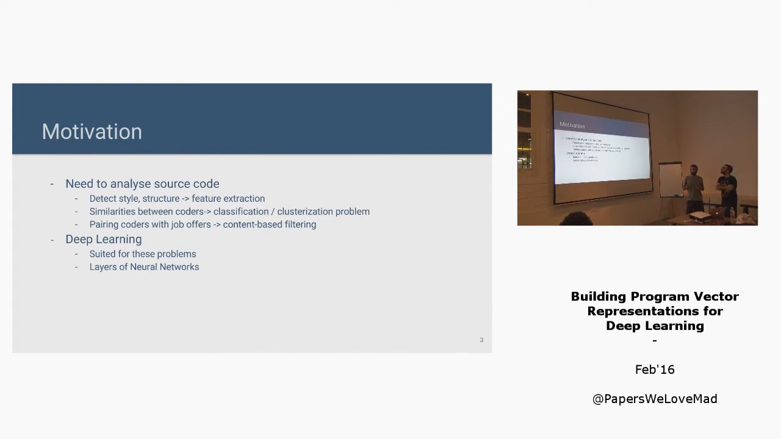So as you might guess, taking that into account, code analysis is pretty important for us. It's essentially the core of the reasoning that we have for contacting developers, and in order to do code analysis, we have to detect the style, the structure of the code. So that's actually feature extraction for those of you that are familiar with machine learning techniques.